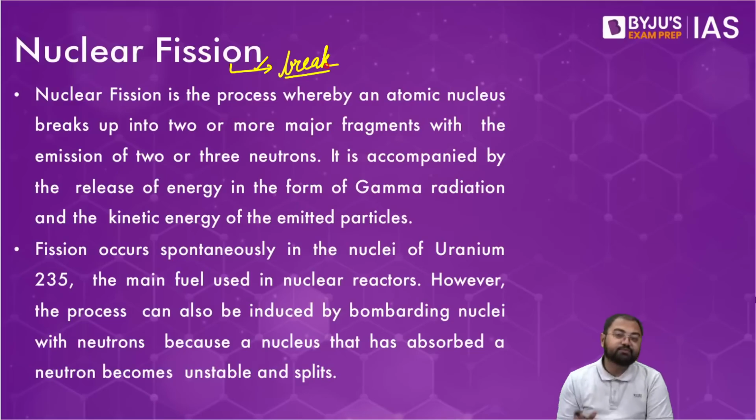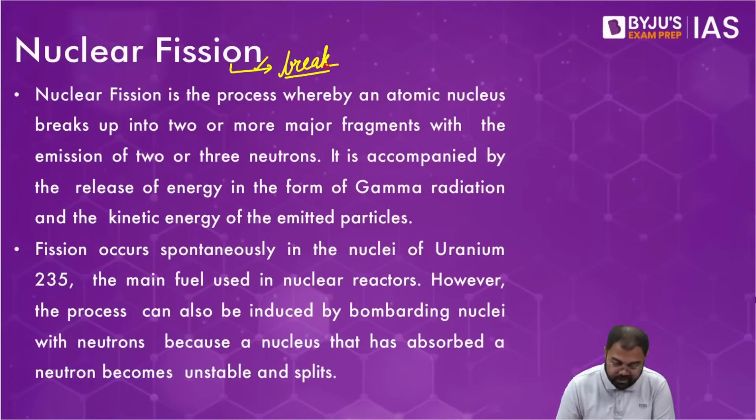Which is precisely what happens here: the nucleus breaks into two parts. Until now, what we knew is that some particles were coming out, it was just losing a couple of particles or some energy. But here, the nucleus is breaking into two parts. That's why it is called nuclear fission: when any nucleus breaks into two or more nuclear particles or two or more nuclei, it is called nuclear fission.